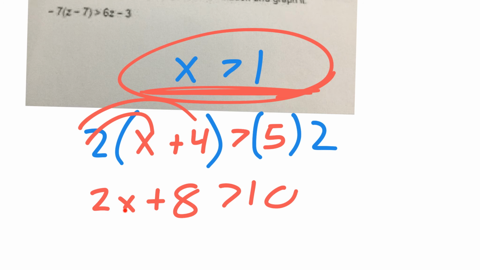If I plug in 2, 2 times 2 is 4. 4 plus 8 is 12, which is greater than 10. If I plug in 3, still works. 4 still works. 0 doesn't work. -1 doesn't work. So I haven't broken the inequality. It still works the same way I wanted it to work originally. What if I multiplied both sides by -1?